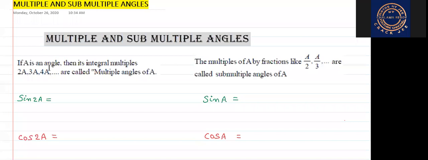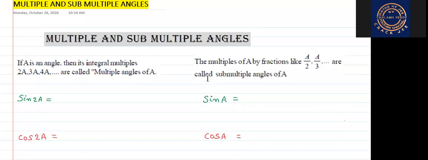If A is an angle, then its integral multiples 2A, 3A, 4A, minus 2A, minus 5A, and so on are called multiple angles of A. So we are multiplying A by integers. That means 2A, 3A, 4A, and so on are the multiple angles of A.